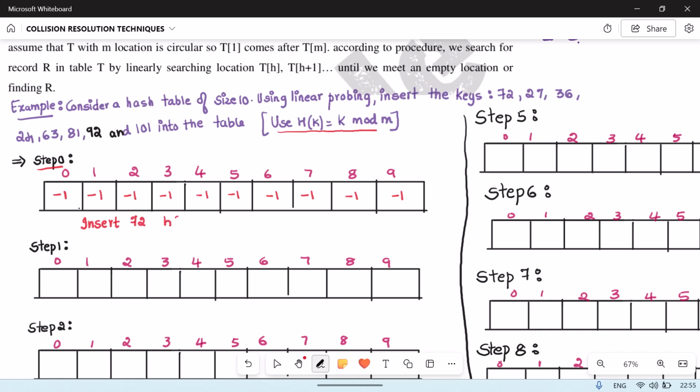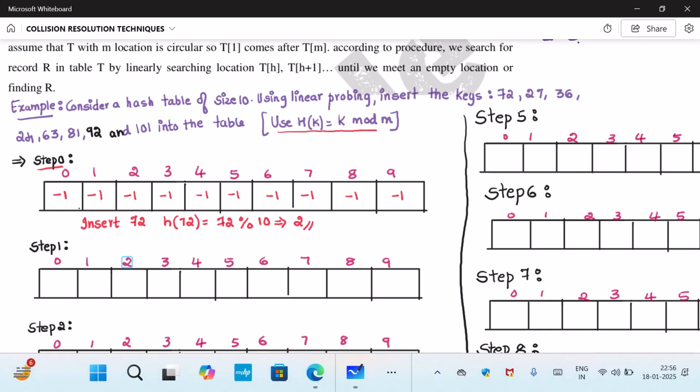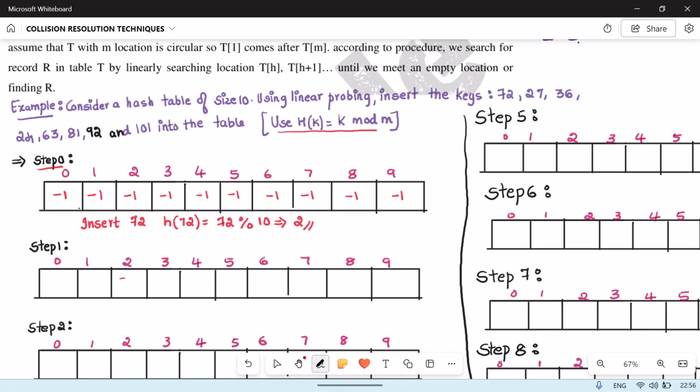I want to find h(72), which is 72 mod 10. 72 mod 10 is 2. Correct? So what does this mean? In the second index of the hash table, you place the value 72. So 72 will come here. Rest of the values untouched. Everything else will be minus 1.